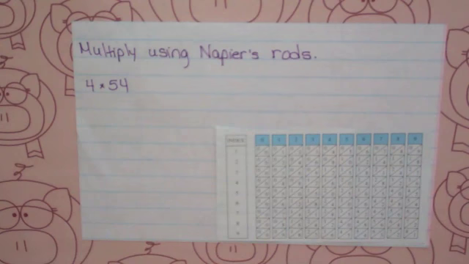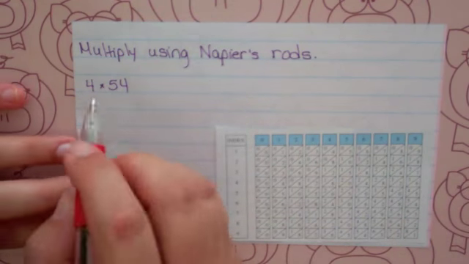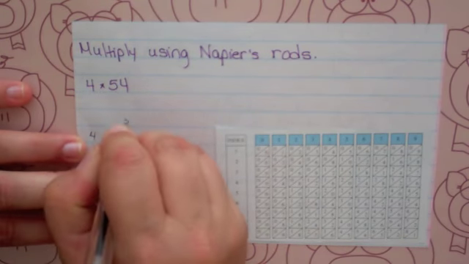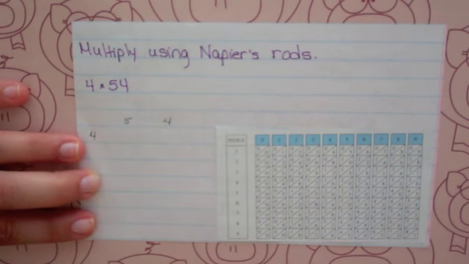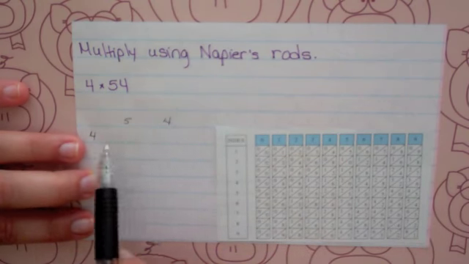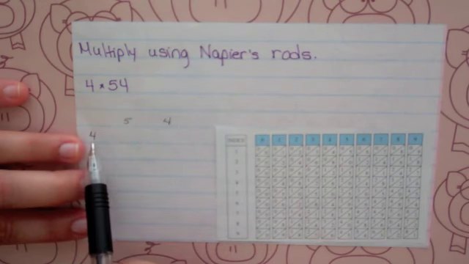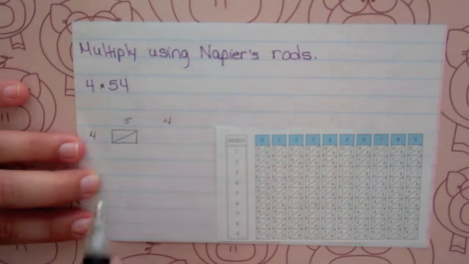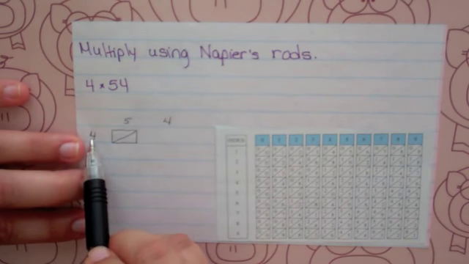Okay, to multiply using Napier's rods, we're going to use this table here. It has a lattice kind of pre-done for you. If we want to multiply 4 times 54, I'm going to bring over the part of the lattice that corresponds to these digits here. So the first block I need to bring over is the block from 4 and 5.